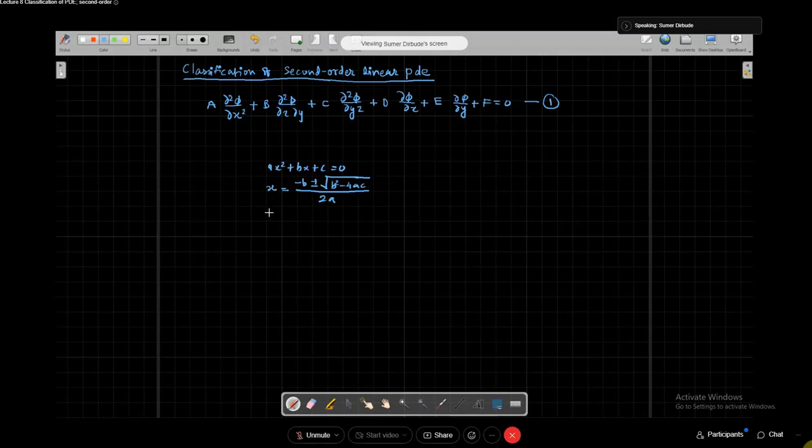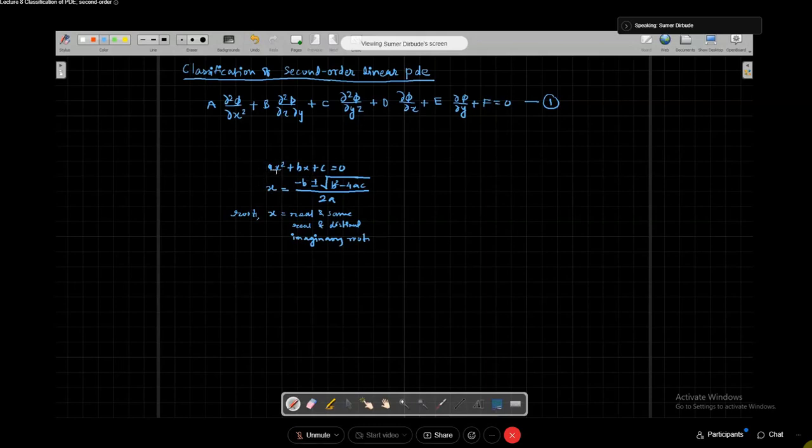Okay. So the roots: number one possibility is that roots can be real and same. Another possibility will be real and distinct. And third possibility is that all imaginary roots. How many roots will be here? Two roots will be here. So two roots will be real and same, real and distinct, or imaginary roots.